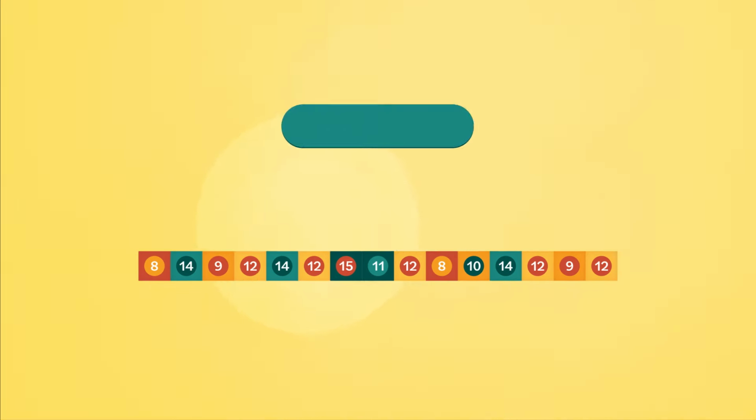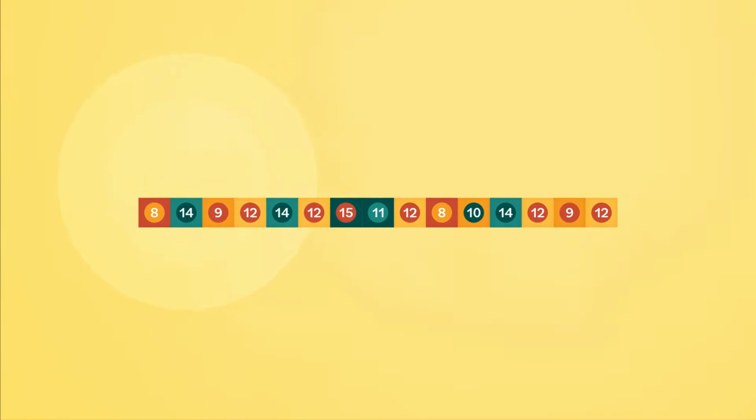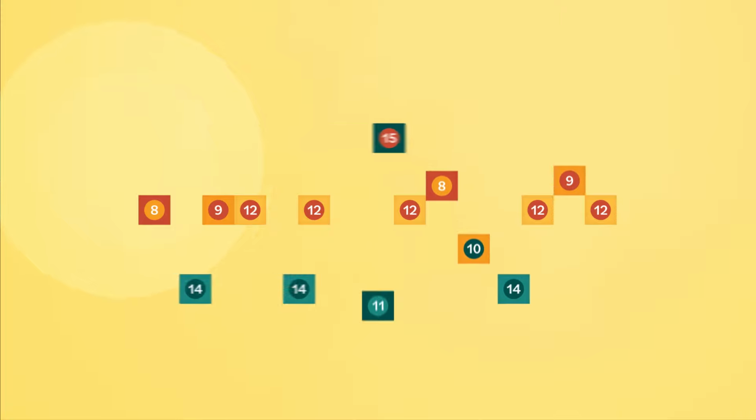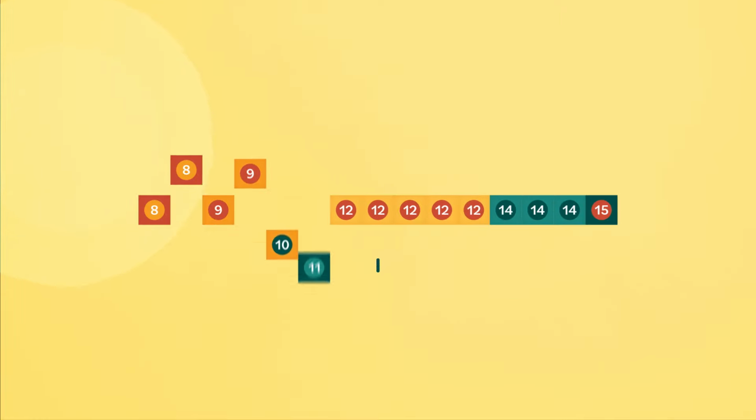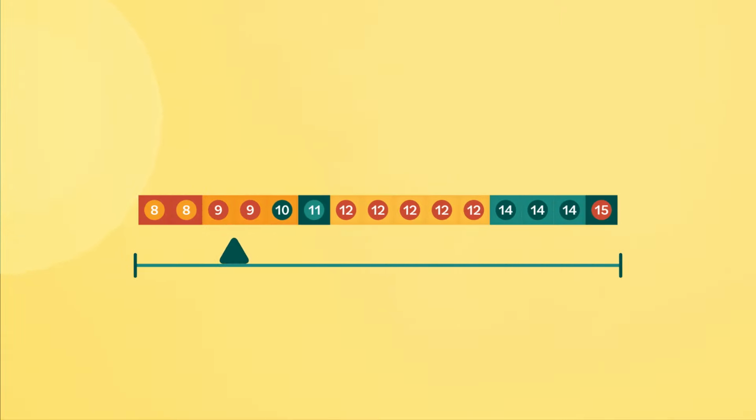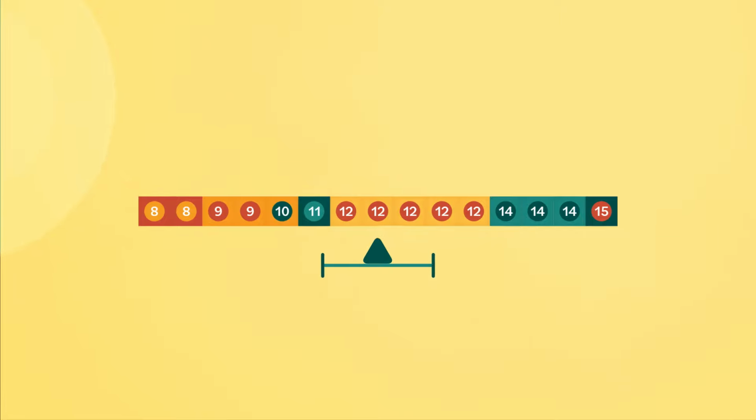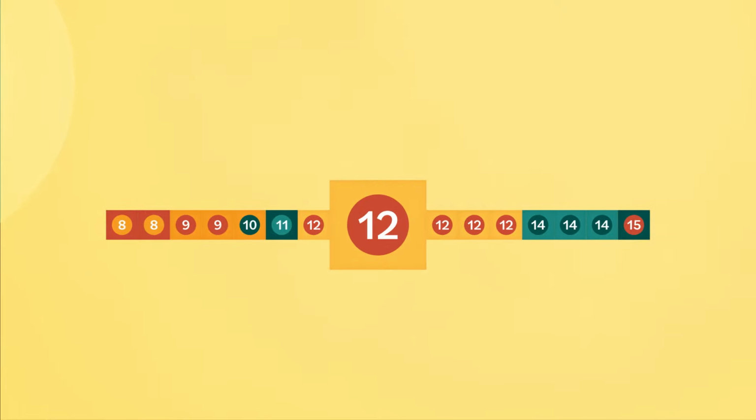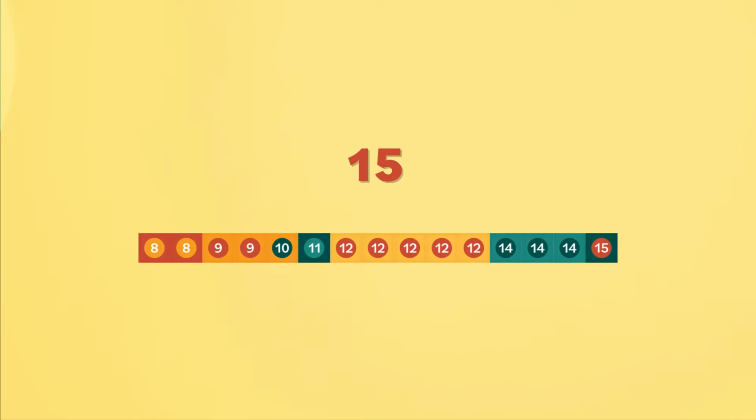Next up, the median refers to the middle value. In other words, if the data is organized from smallest to greatest or greatest to smallest, the value in the very middle of the list is the median, in this case, 12. The median is easier to pick out if you have an odd total like 15.